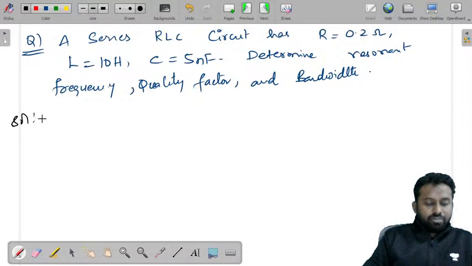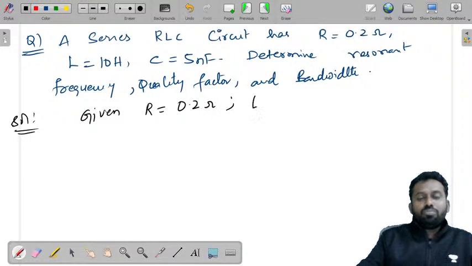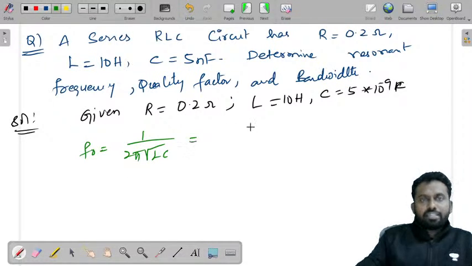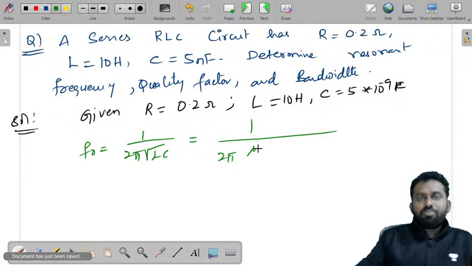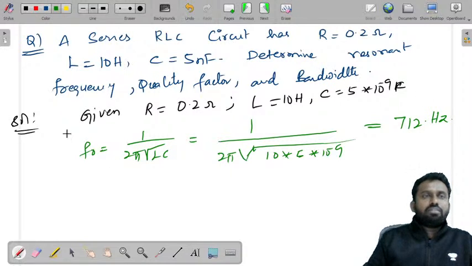So let's try to write the question. Given R is equal to 0.2 ohms, L is equal to 10 Henry, C is equal to 5 into 10 power minus 9 farad. So how do you do this? You know, f naught is equal to 1 by 2 pi root LC, 1 by 2 pi root 10 into 5 into 10 power minus 9. You get 712 hertz approximately.